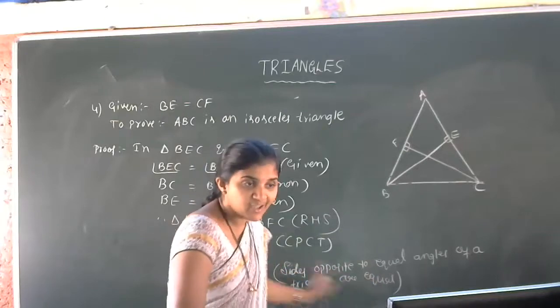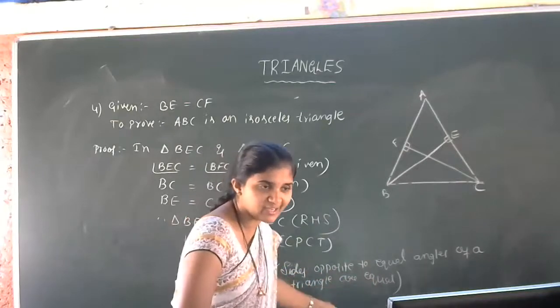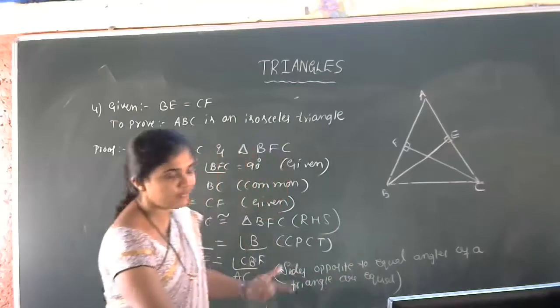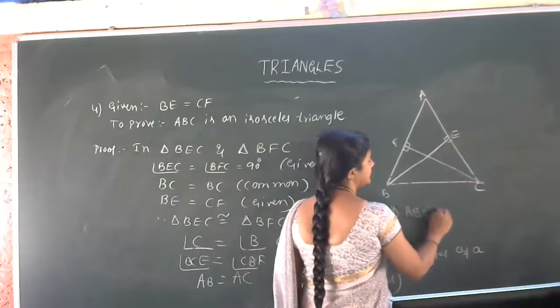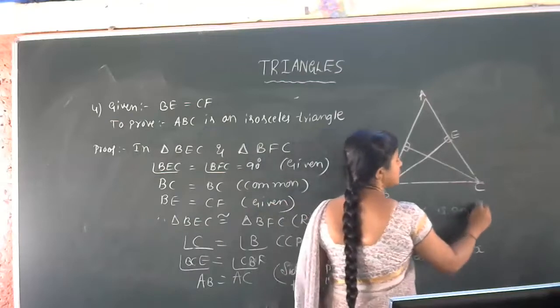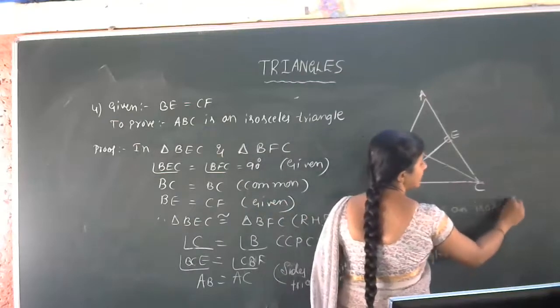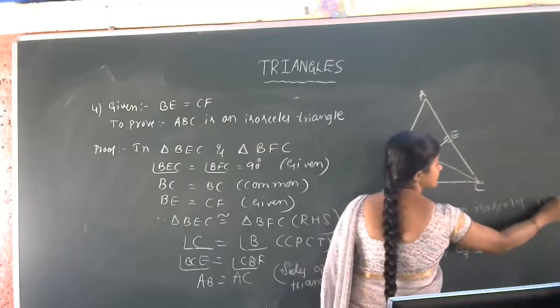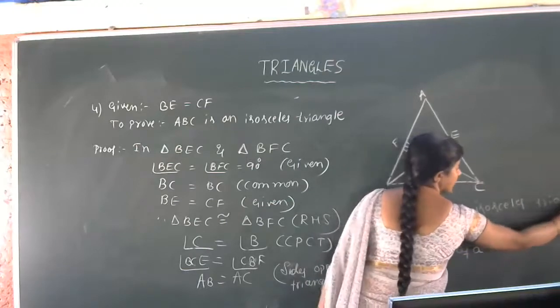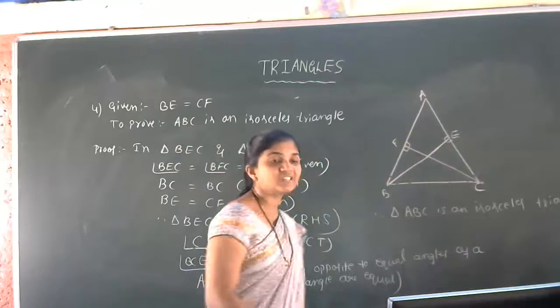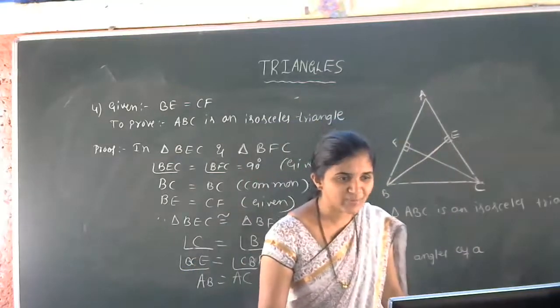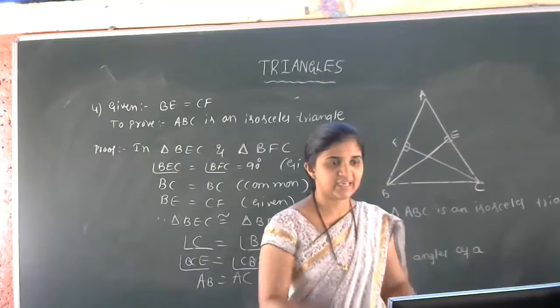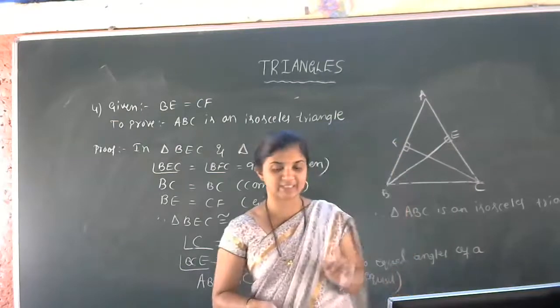Is that clear? Already the angles are equal, and now the sides are equal. AB is equal to AC. If AB is equal to AC, therefore triangle ABC is an isosceles triangle. Got the idea of this problem? Yes, a simple problem. Now let us discuss the last question.